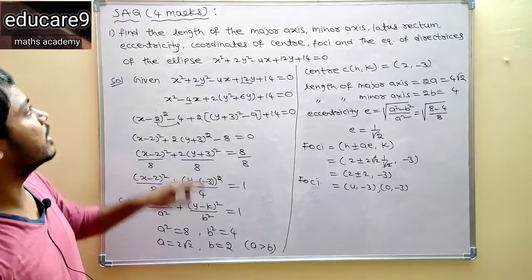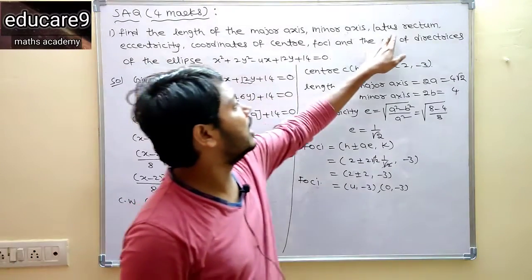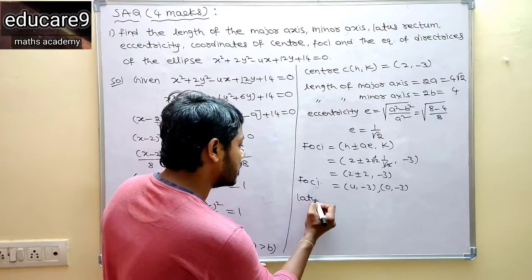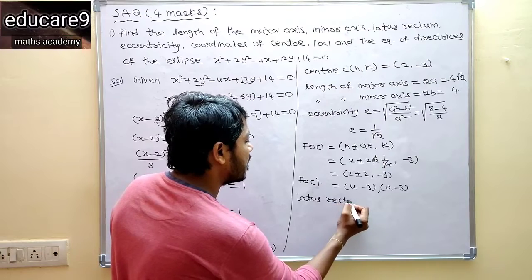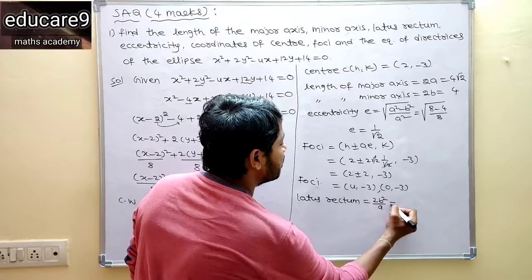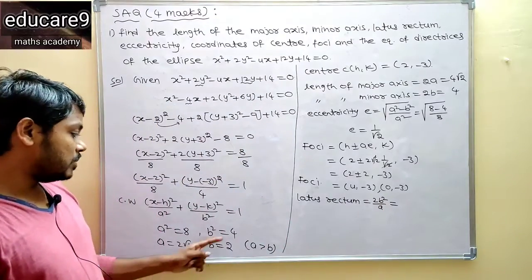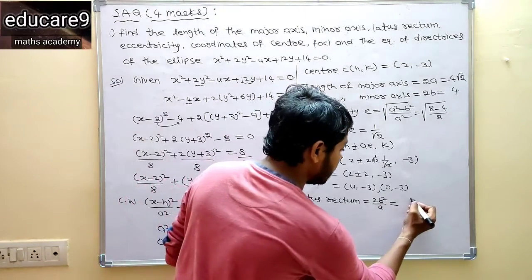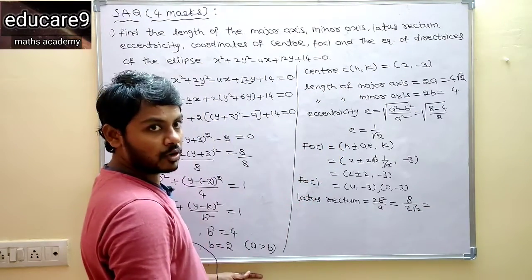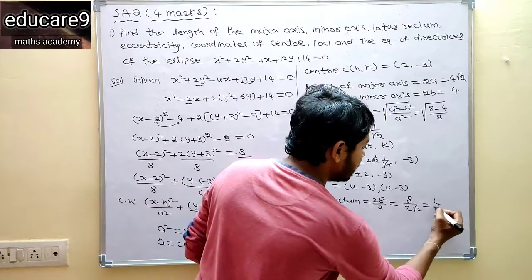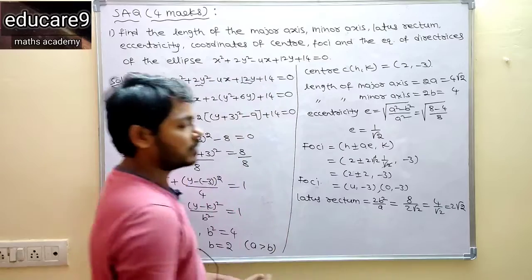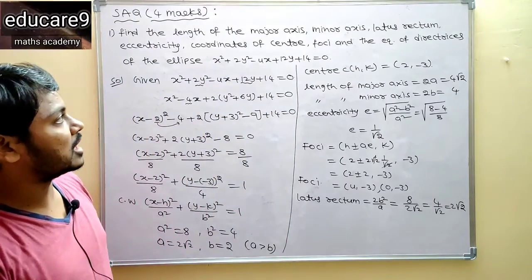So next, see here, find latus rectum. See here, latus rectum formula, that is 2b square by a. So 2 into b square, 4, 2 into 4 is 8 by 2 root 2. So this is 4 by root 2. 4 by root 2 can be written as 2 root 2. Okay. Next, last one.